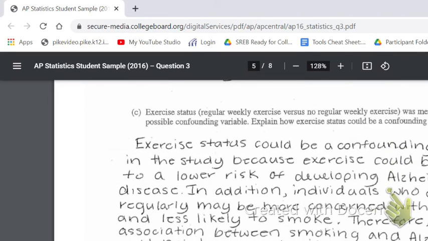Exercise status could be a confounding variable in the study because exercise could be linked to a lower risk of developing Alzheimer's disease. In addition, individuals who exercise regularly may be more concerned with their health and therefore less likely to smoke. The strong association between smoking and Alzheimer's could not be accurate if more people in the non-smoking category exercised regularly. Yes, essentially correct on this part as well. So they received a score of 3 out of 4 on this question.